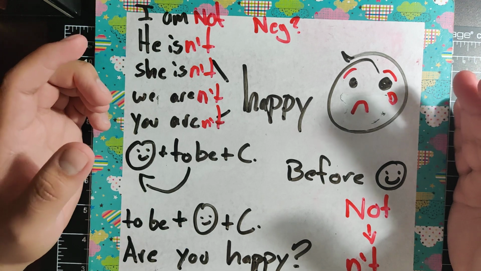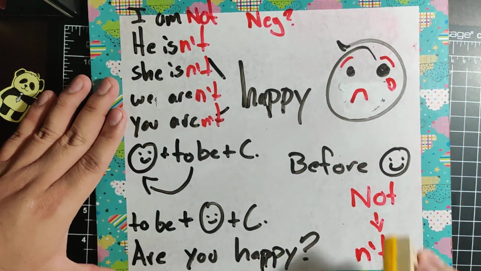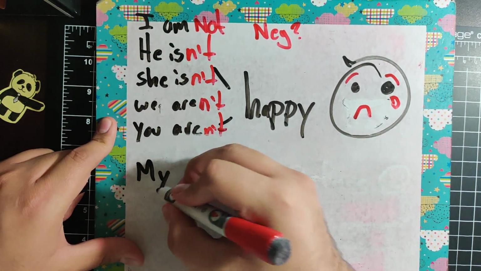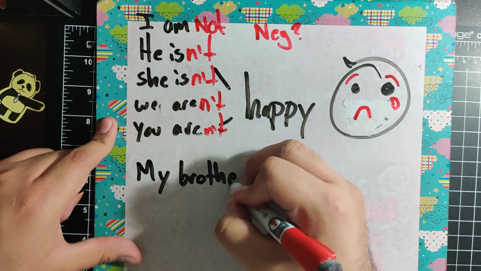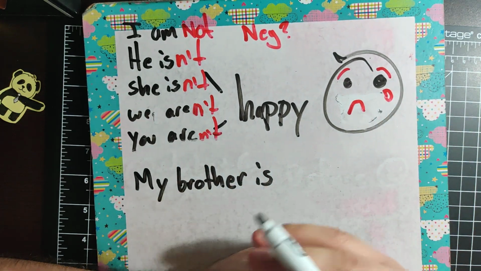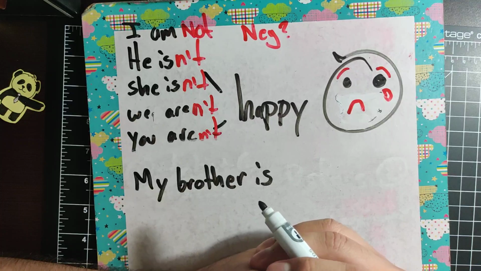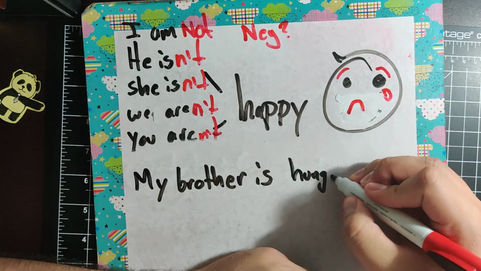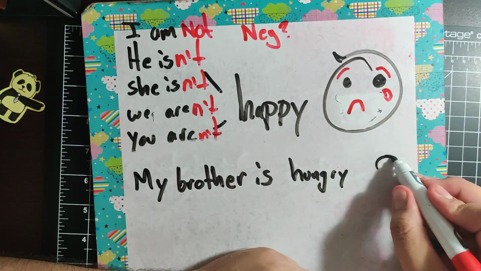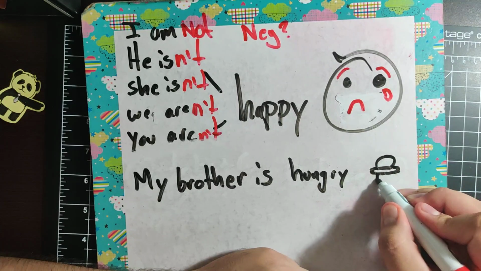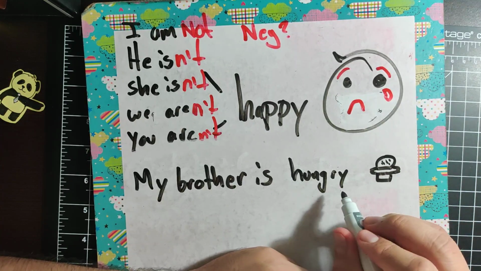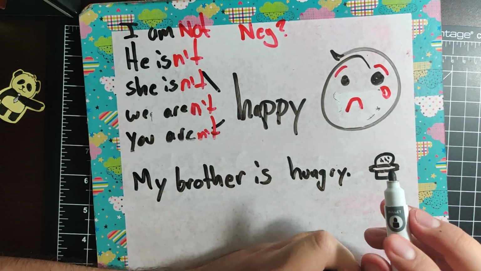For example, my brother, notice, my brother is, let's not use happy. Happy is too simple. Let's use my brother is hungry. Hungry. Okay? Hungry, and you want food. That's my attempt on the burger. Alright? So you're hungry and you want food. Hungry, hambriento. So that's what you want.